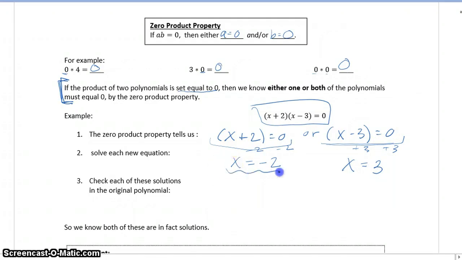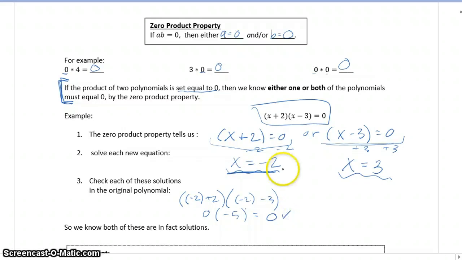So we have two solutions here for x, but we can check that each of these solutions is in fact true for these two polynomials. So if we plug in negative 2 for x into our polynomial, we have negative 2 plus 2 times negative 2 minus 3, and this is equal to negative 2 plus 2 gives us 0, times negative 2 minus 3 gives us negative 5, which 0 times negative 5 gives us 0. So it's true for negative 2.